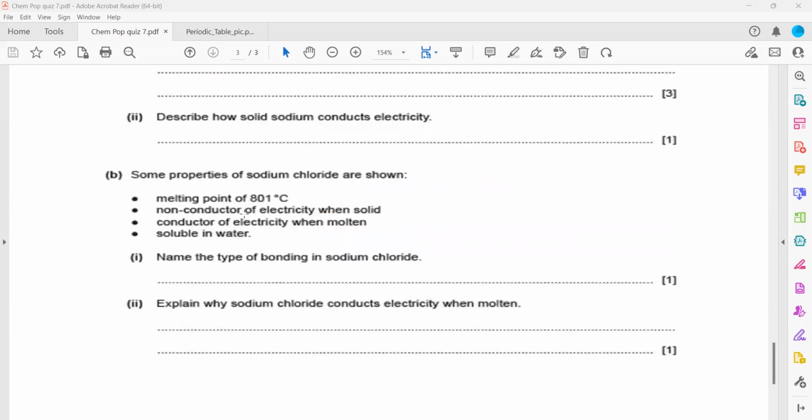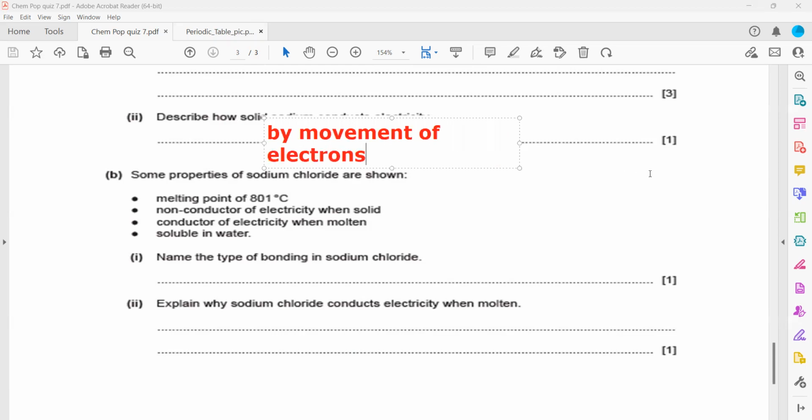Then describe how solid sodium conducts electricity. A metal can conduct electricity by movement of electrons; the electrons can move in the structure. That's why they can conduct electricity. And if the question was how an ionic compound can conduct electricity, then you should mention movement of ions.